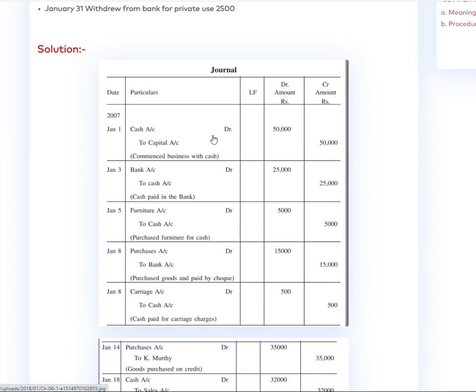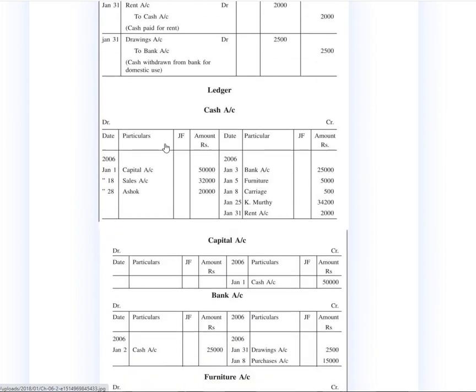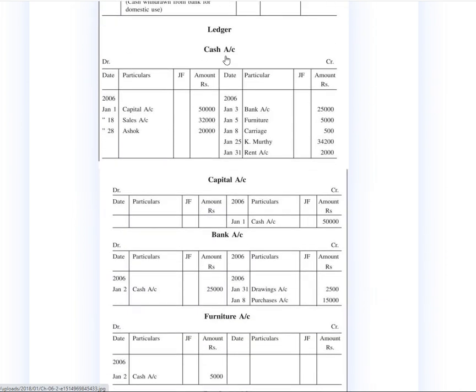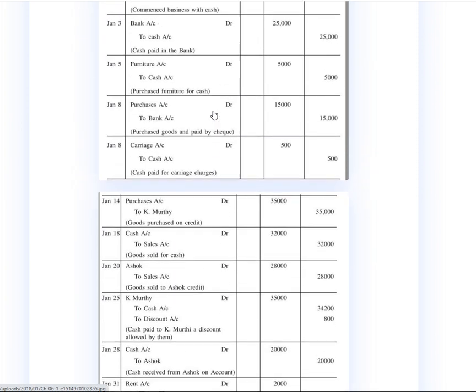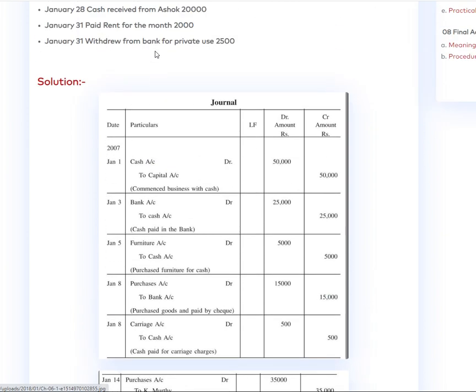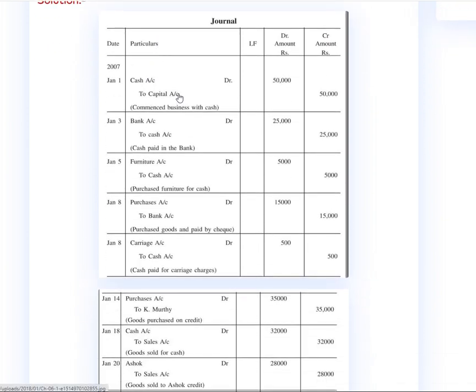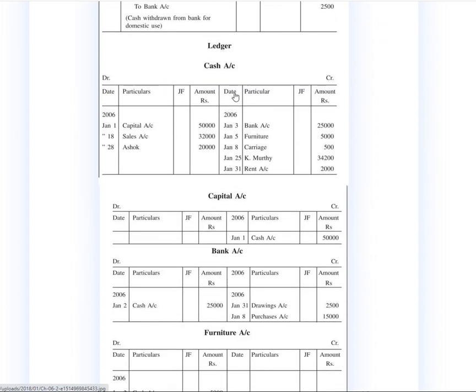Cash account debit to capital account. How much was the amount? 50,000. In the same way, if you read it the opposite way, cash account debit to capital account means capital account is credited by cash account. So capital account credited by cash account, the same 50,000.